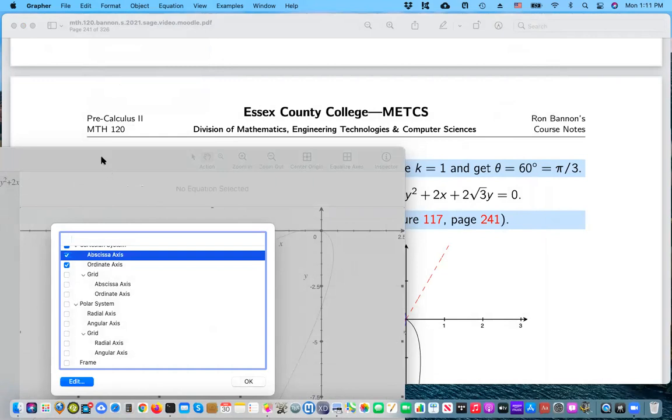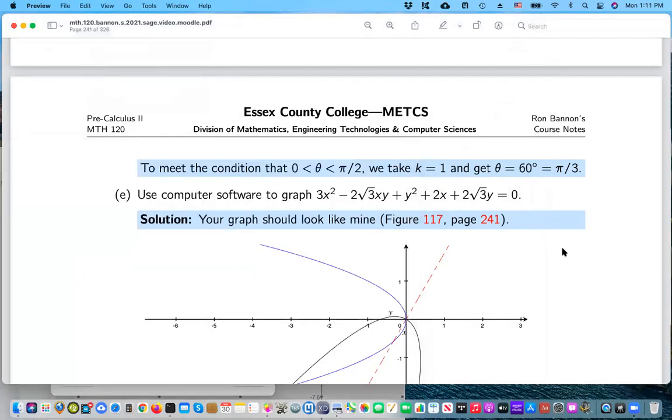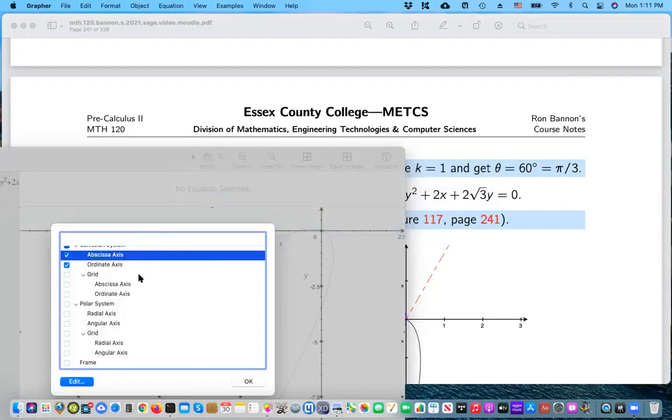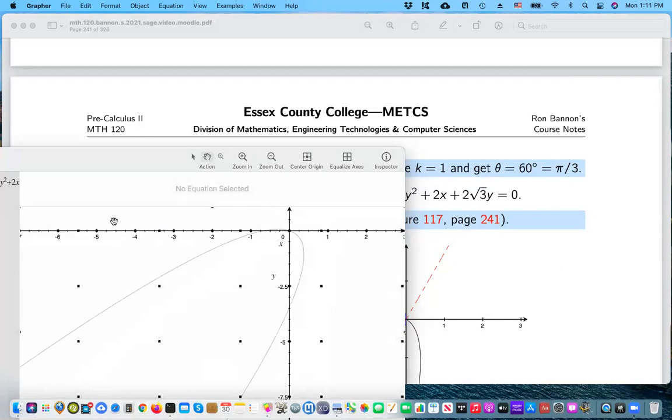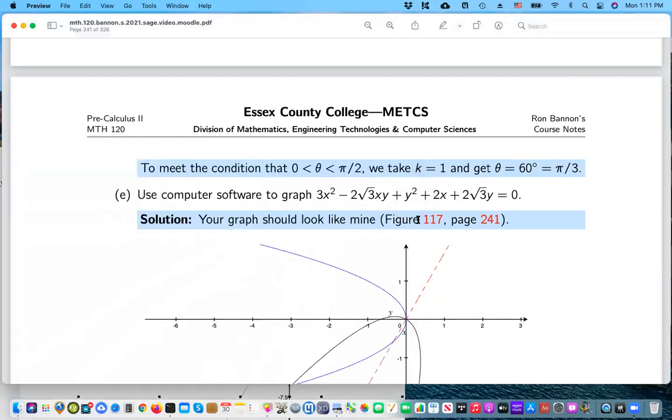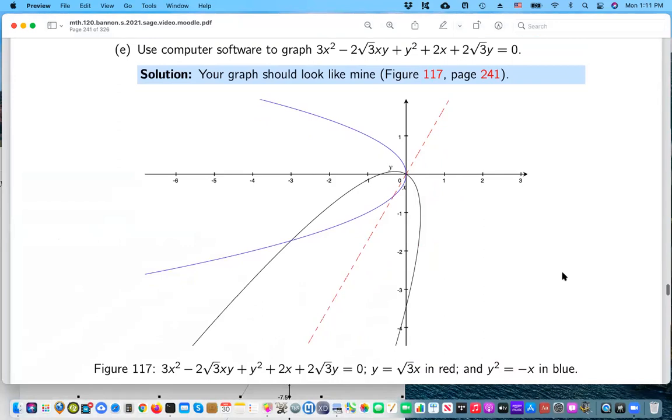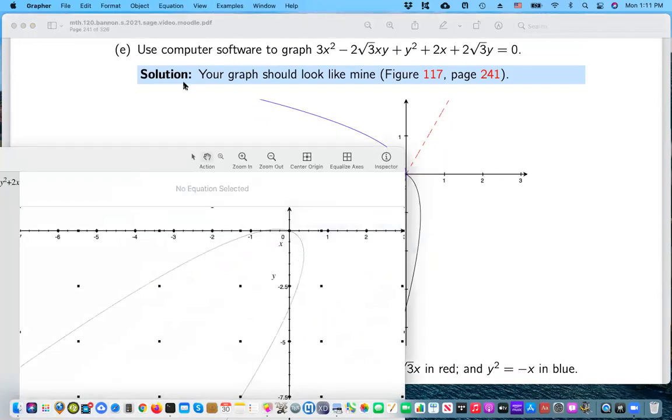Abscissa. Looking at this graph over here, it looks like it's between, I don't know, -7 and 3, let's say. And that's going to be the abscissa. That's not good, -7, right? Let me keep going and look at the y-axis. I'm going to say y is between -4.5 and 2.